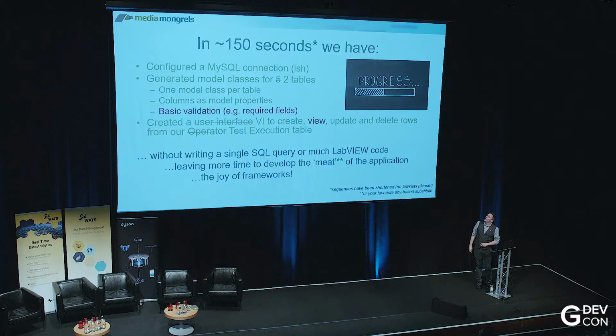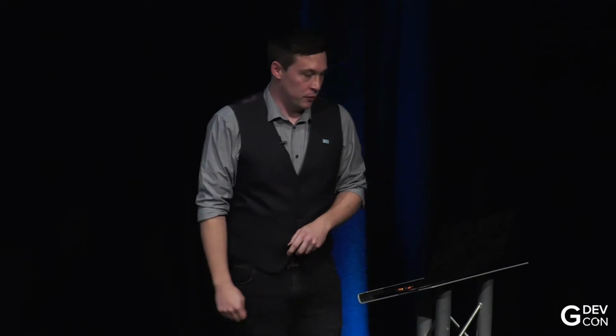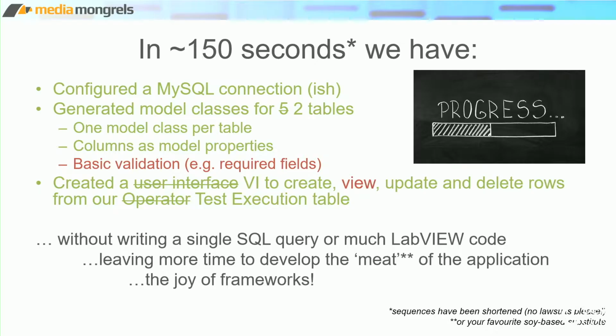OK, so that took about 2.5 minutes. In that time, we have configured a database connection. I've already put those steps in there, but I've got some helper classes and helper stuff that helps you wrap up the database connection. We've then generated some model classes. I've only done 2, just for shortness. Again, 1 model class per table, columns as model properties. We don't do any basic validation yet, but that's something to do in the future.